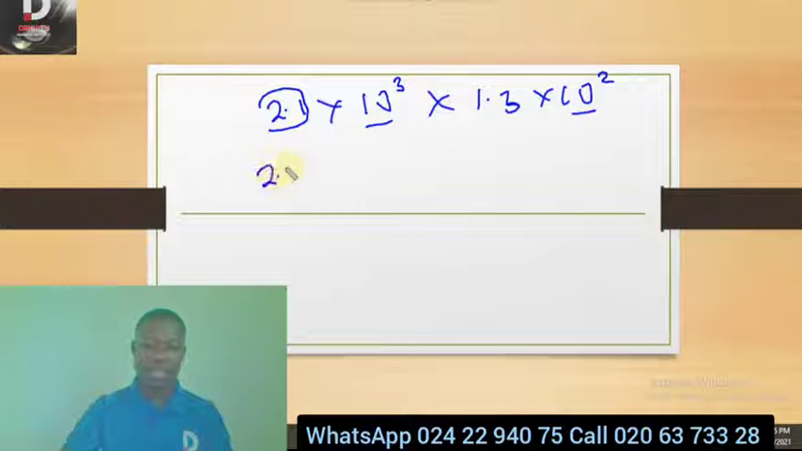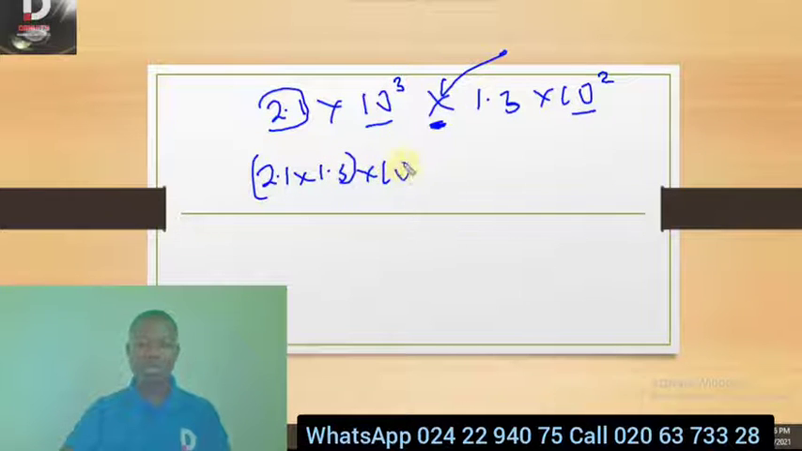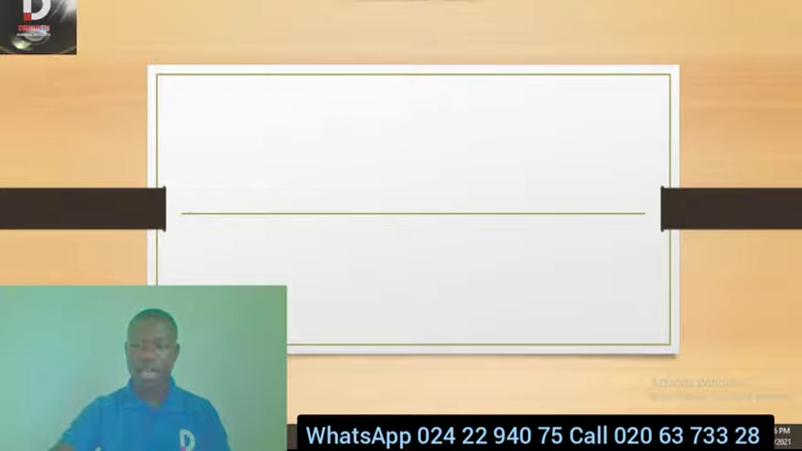So you write 2.1 times, because the work is multiplication, times 1.3. That one in a bracket. Times 10. And because we are multiplying, we are going to what? Add their powers. So what is the first power? 3 plus what? 2. So what do you get for this? We type in our calculator and get our final answer. Then write the power alongside it. So let's go to our calculator and see how we can do the calculation.